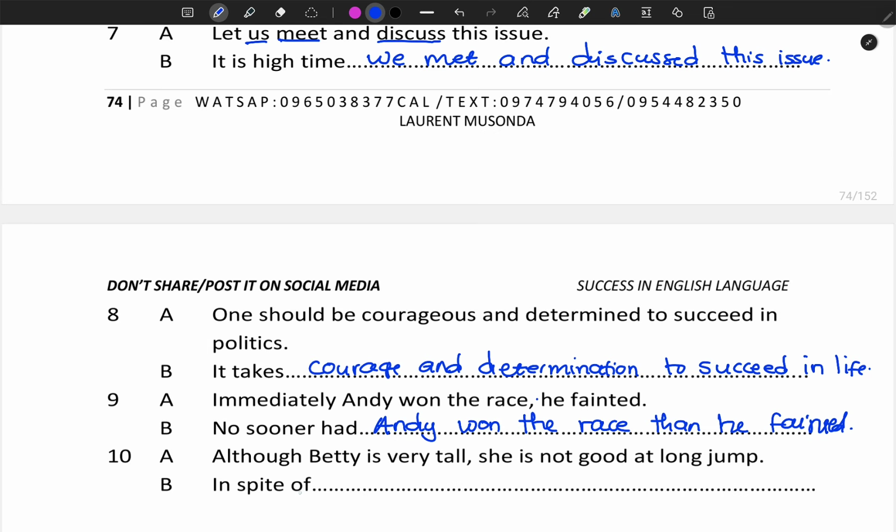Number 10. Although Betty is very tall, she's not good at long jumping. So in spite of the fact that Betty is very tall, comma, she is not good at long jump.